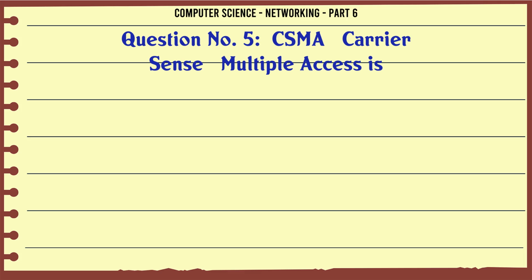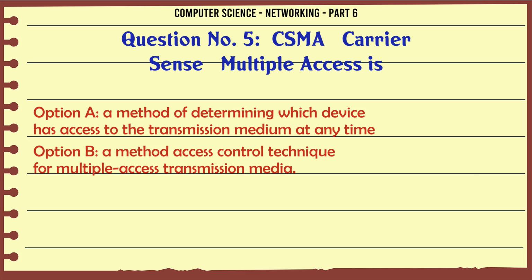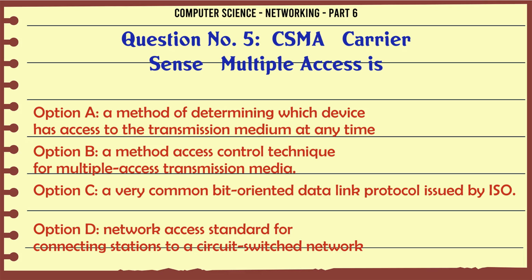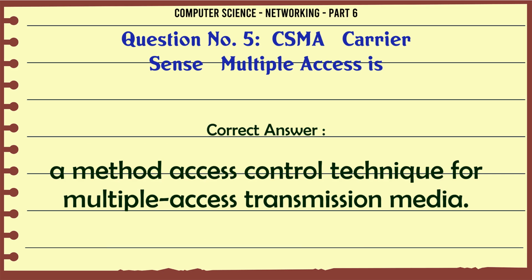CSMA, carrier sense multiple access, is A. A method of determining which device has access to the transmission medium at any time. B. A method access control technique for multiple access transmission media. C. A very common bit-oriented data link protocol issued by ISO. D. Network access standard for connecting stations to a circuit-switched network. The correct answer is a method access control technique for multiple access transmission media.